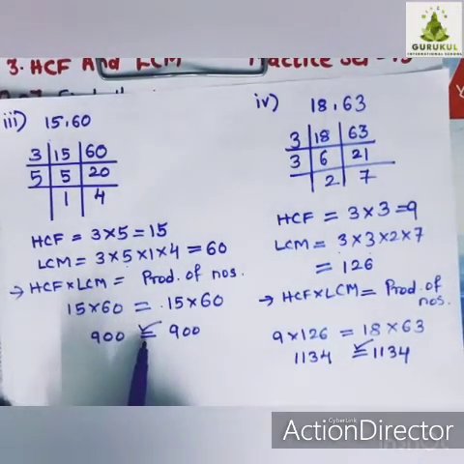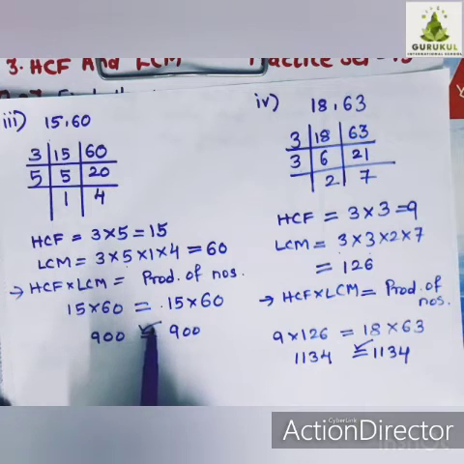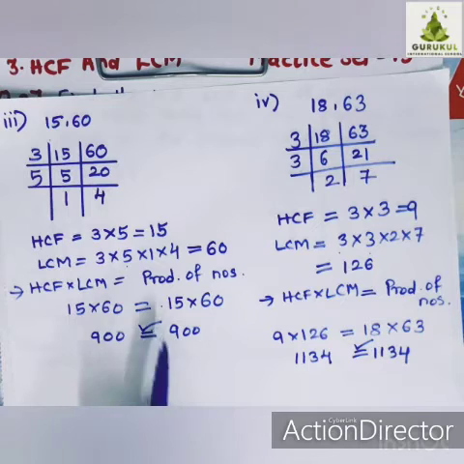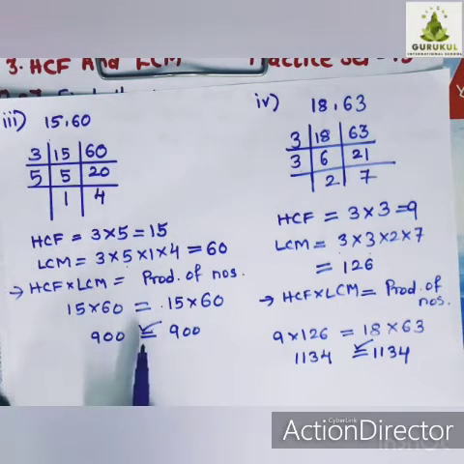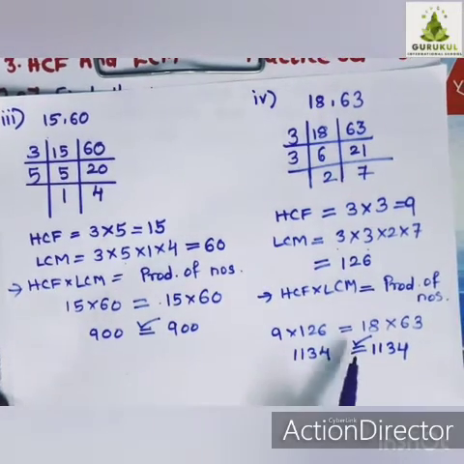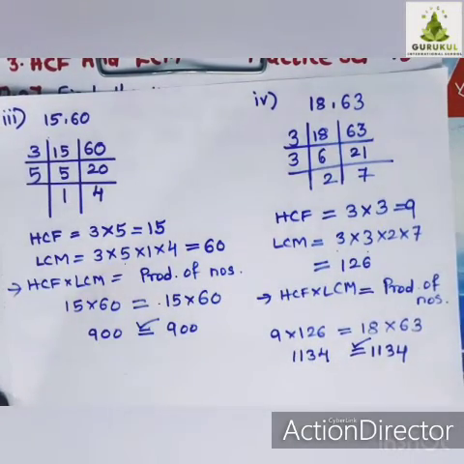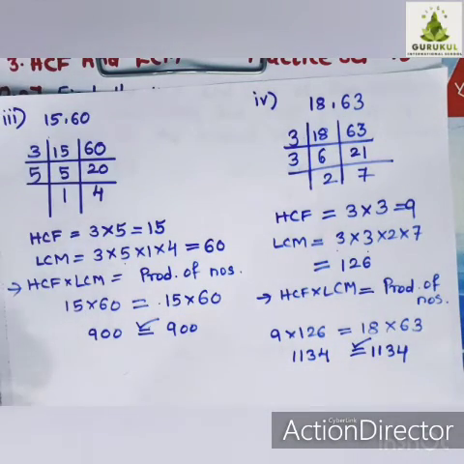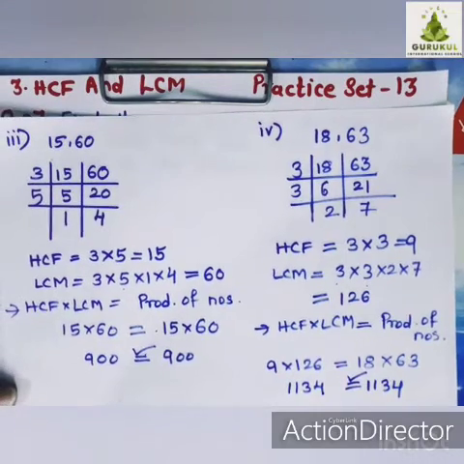So what I am doing here, see children, I am drawing this equal sign and writing this tick mark. What is the meaning of this? This gives you the meaning that 1134 is equal to 1134, that is proved. This tick mark is the symbol of proof that we have verified. Okay, so compulsorily you put this tick, or else you have to write it in statement form that both the sides are verified. So a better shortcut: you just put the tick between these two numbers. So this was the fourth sum from practice set 13.